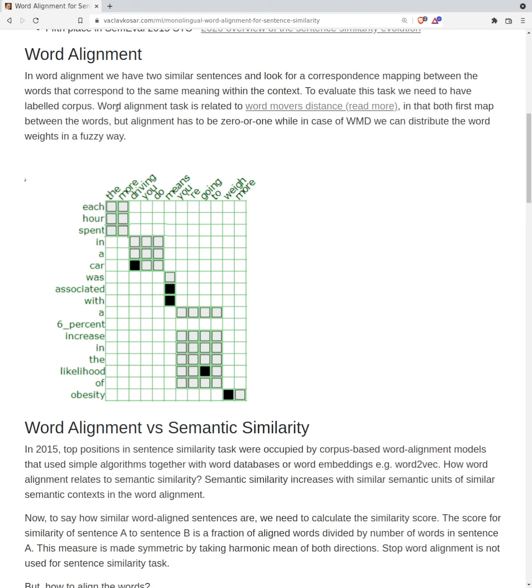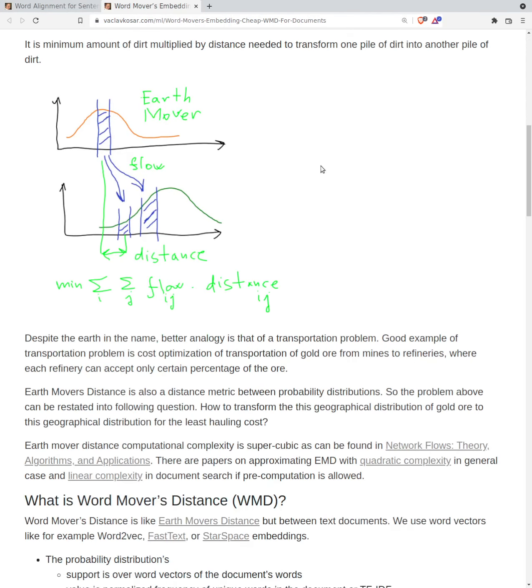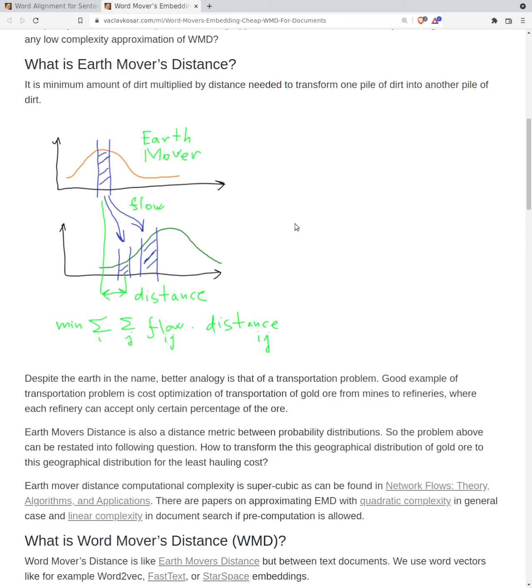So what does it remind you of? I already did a video on word mover's distance, which is about earth mover's distance, where you have two piles and you have to do some work to transform the earth. Here we don't count that you have to bring it uphill.